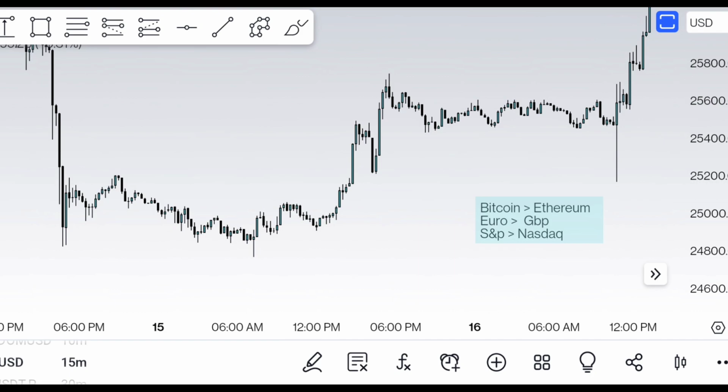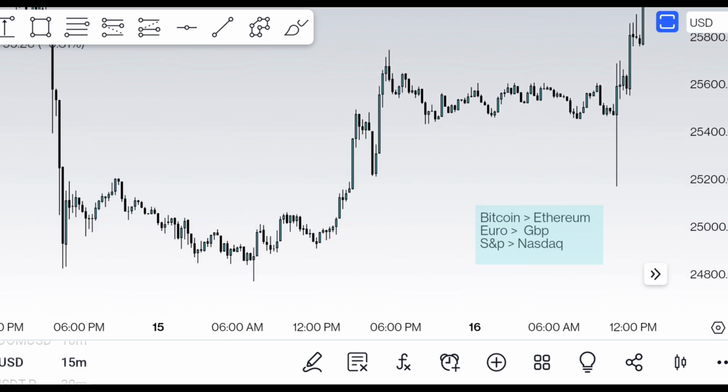Most of the ICT traders use fair value gap, but they don't use it in the right way and end up losing money. You are supposed to earn money, and you don't use it the right way, so you end up losing your money. So today I'm going to show you the simplest technique of how you can use fair value gaps.